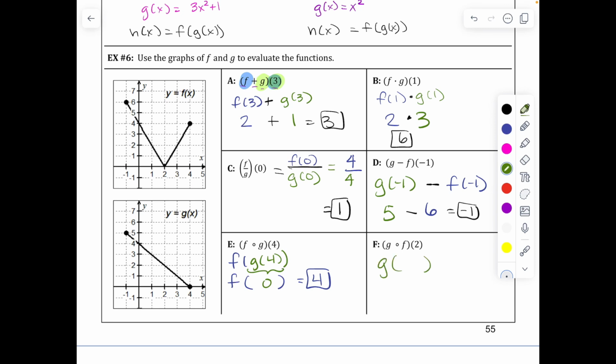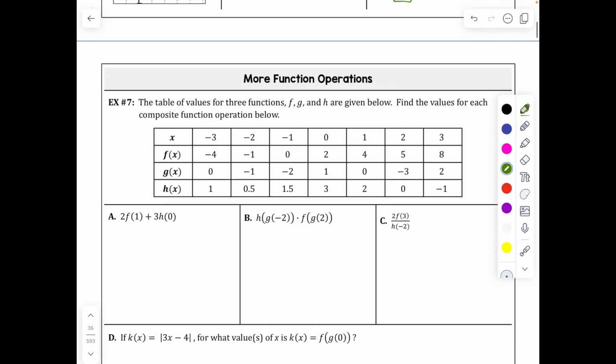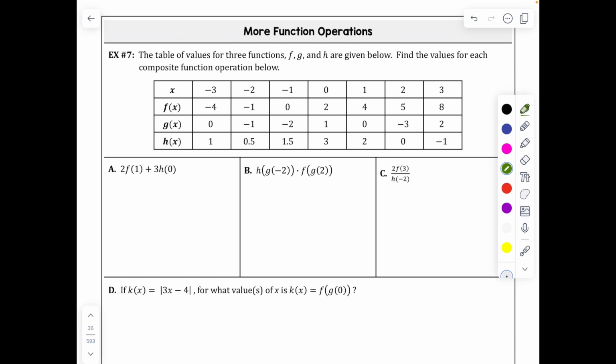Last one, we've got g, which is in green. So we say g of f of 2. So let's find f of 2 first. F of 2 is 0. So this is now replaced with 0. So what's g of 0? Well, g of 0, if I go over here, at 0, the output is 4. And that's it.